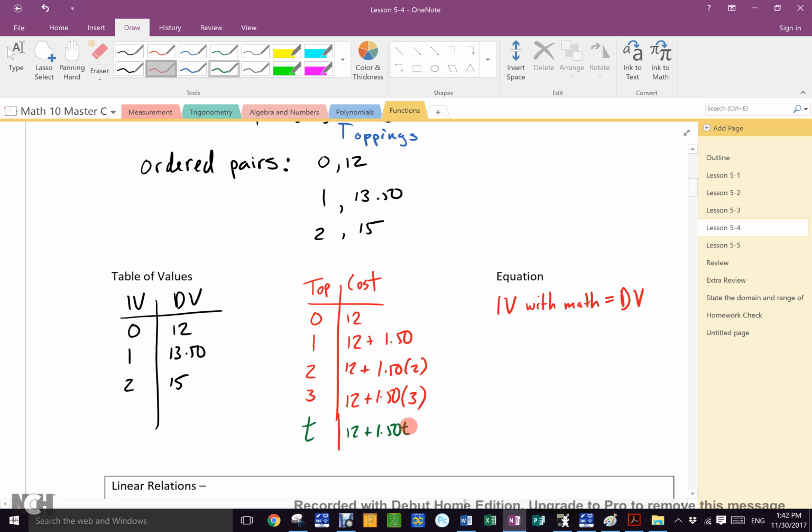12 plus $1.50 times T. Do you have an equation now? What is it? What is my DV? Cost. And what does cost equal? 12 plus 1.50 T.